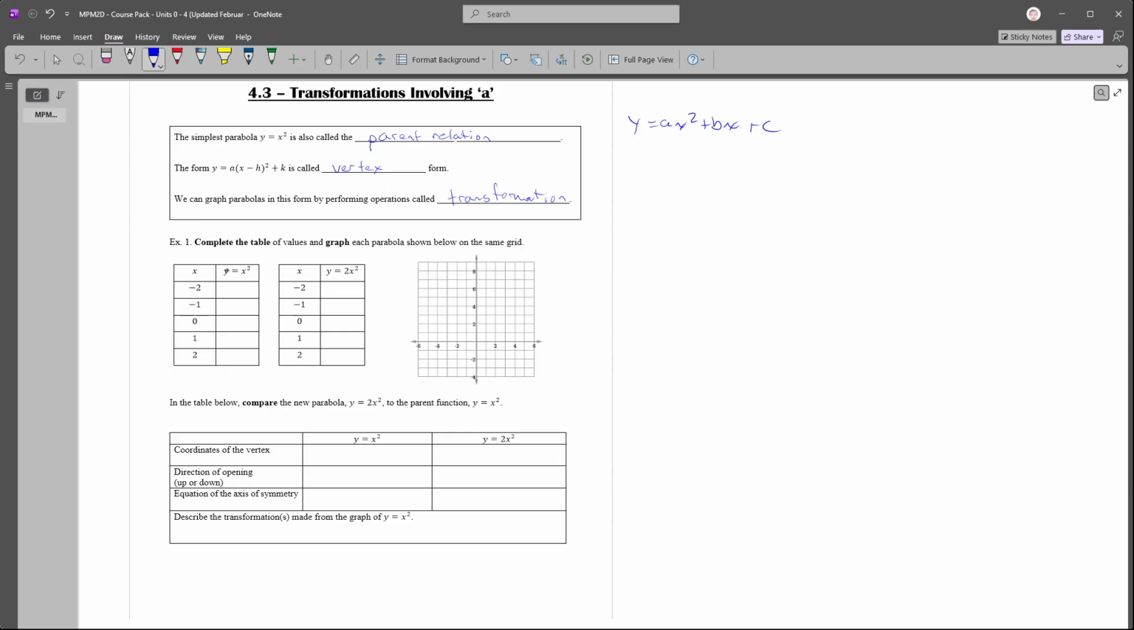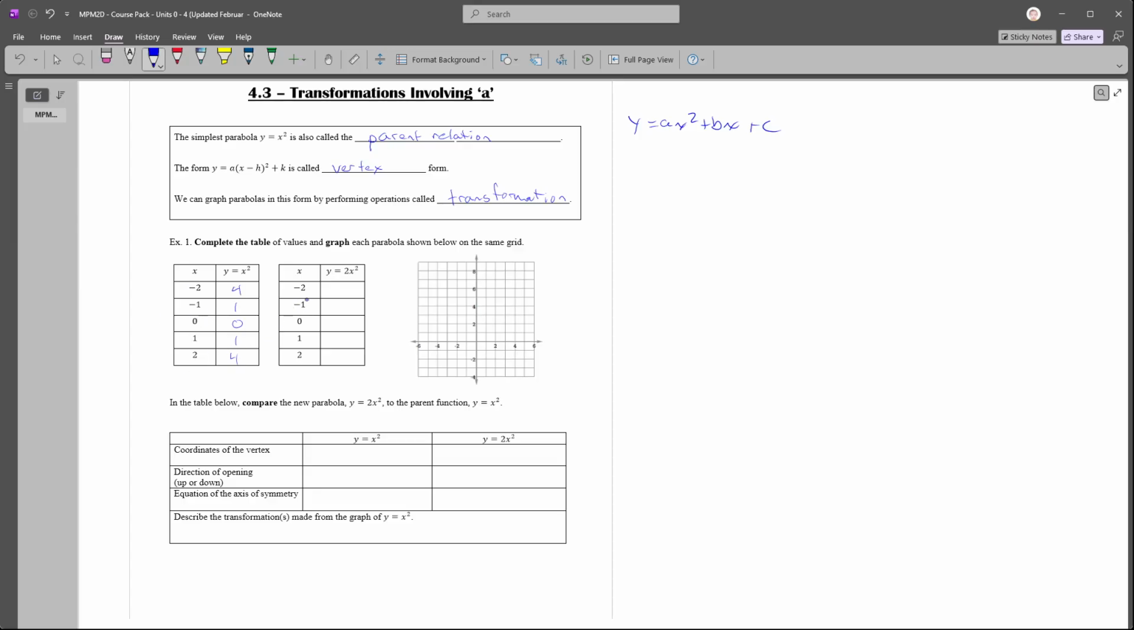All right, so on the left-hand side, the question says, complete the table of values and graph each parabola shown below on the same grid. The reason why we're putting it on the same grid is so we can see the difference between them. On the left-hand side, we see the parent relation. For each of these, we're going to do the parent relation every single time so we can see how it evolves. So y is equal to x squared. Negative 2 squared is going to give us 4. Negative 1 squared is going to give us 1. 0 squared is 0, 1 squared is 1, and 2 squared is 4. 4, 1, 0, 1, 4, every single time from these x values.